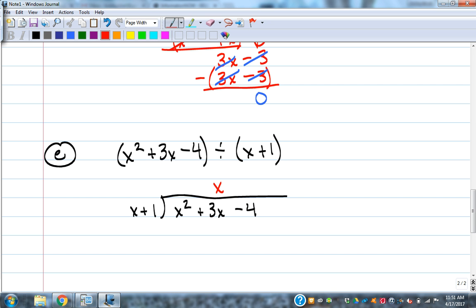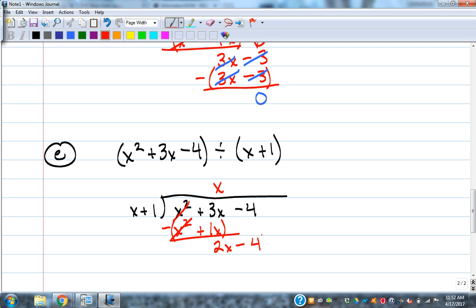Okay, so we have this red x up here. What do I do with that? What did I do on the last problem? I multiply it to everything that's on the outside. So x times x is x squared. X times 1 is 1x. And then I'm going to subtract all of that from what's above it. X squared minus x squared cancels out. 3x minus 1x is 2x.